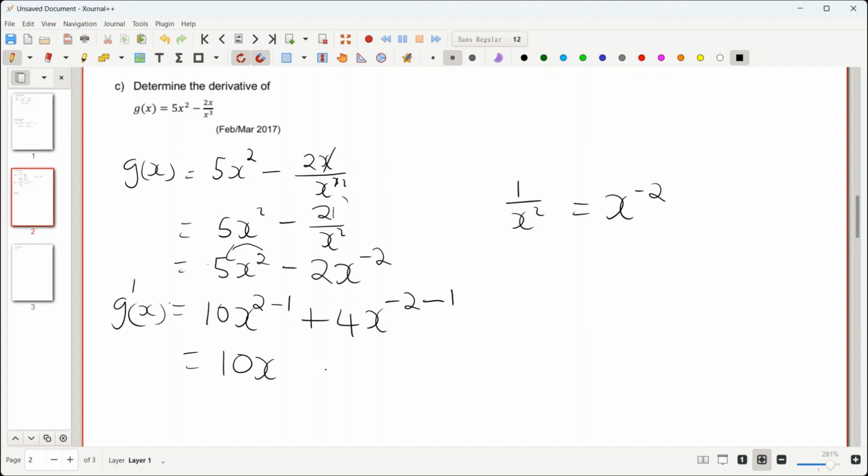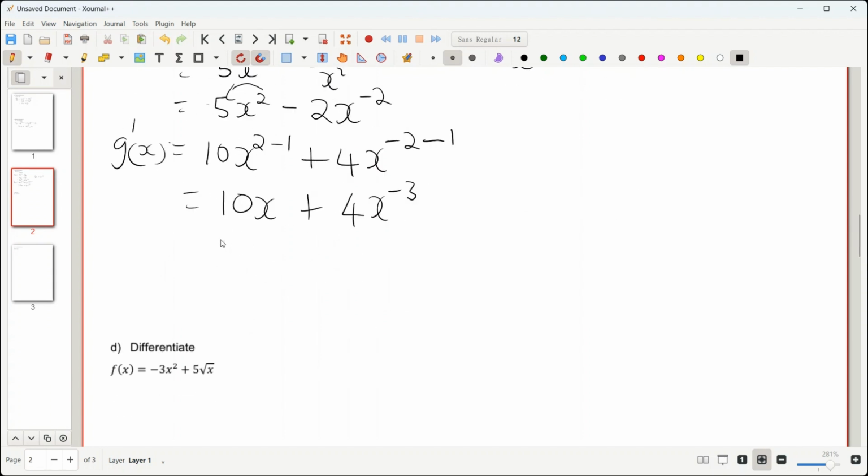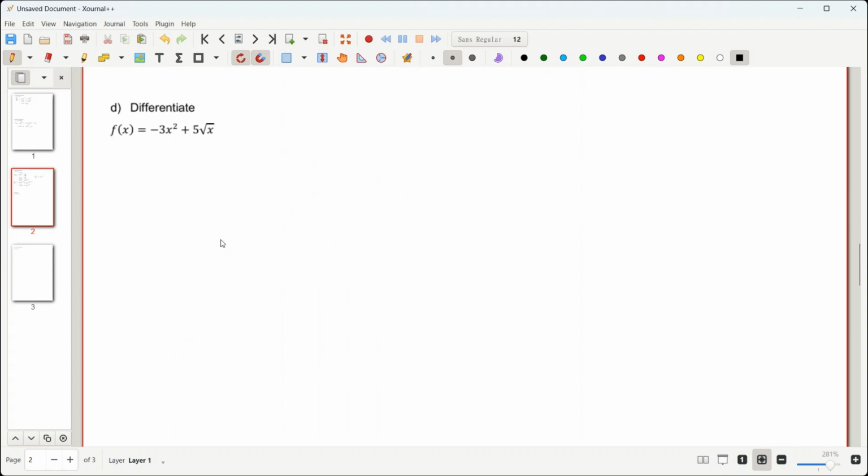Can just leave it like this. And then plus 4x minus 2 minus 1 is minus 3. So this is the final answer for this question. Okay, and then number D, we are asked to differentiate again.